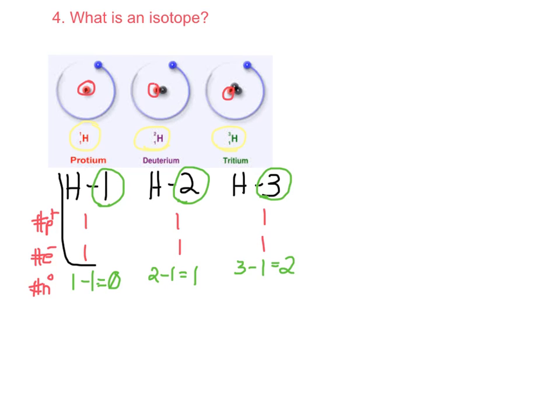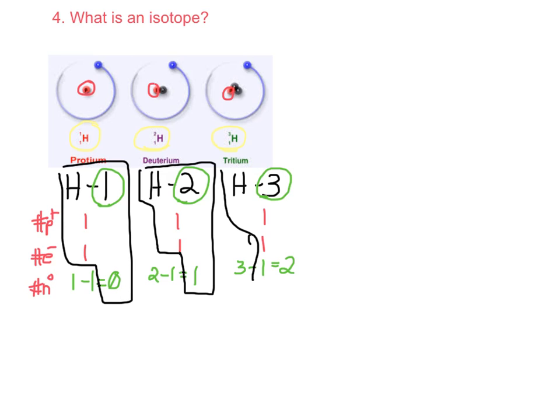So hydrogen 1 has 1 proton, 1 electron, and 0 neutrons. Hydrogen 2 has 1 proton, 1 electron, and 1 neutron. And hydrogen 3 has 1 proton, 1 electron, and 2 neutrons. So what makes these all different from each other is their number of neutrons.